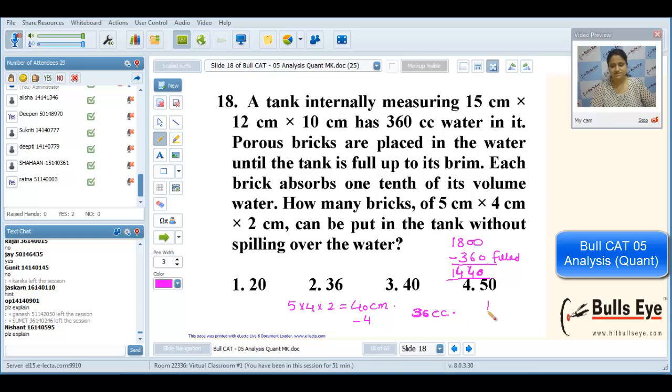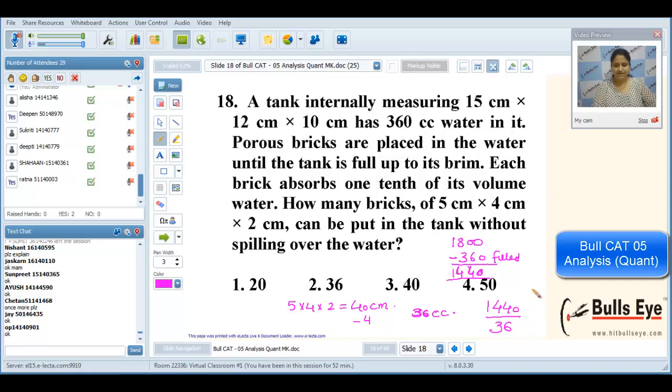So what is the answer in this case? What is the left volume? It will be 1440, and by one brick the height raised is 36. So this is the answer. Is it okay, Nishant? Nishant, I am waiting for your answer. And OPU too. Chetan, once again.